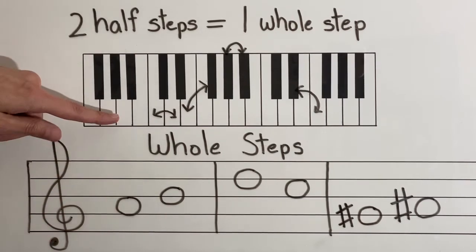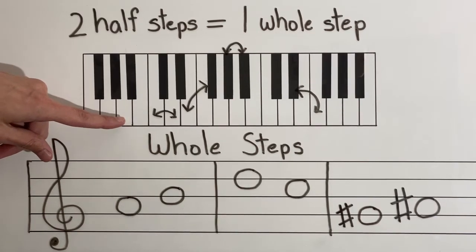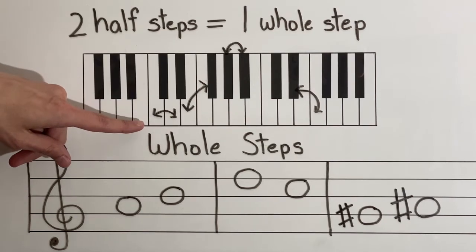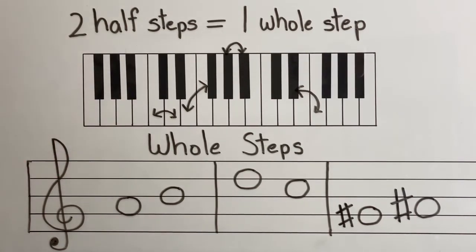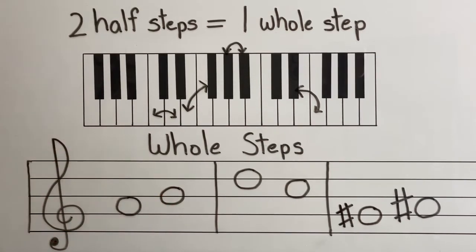Right here I have an A, so I'm going to go up here to this A. I need two half steps that are right next to each other. So A up to this black key is one half step, and then the black key up to the white key is another half step. A to B becomes my whole step, and that's what I have down here. A up to B is my whole step.